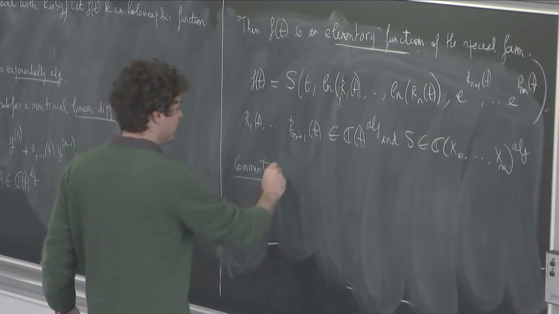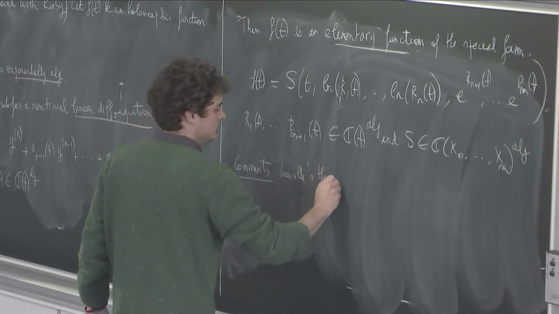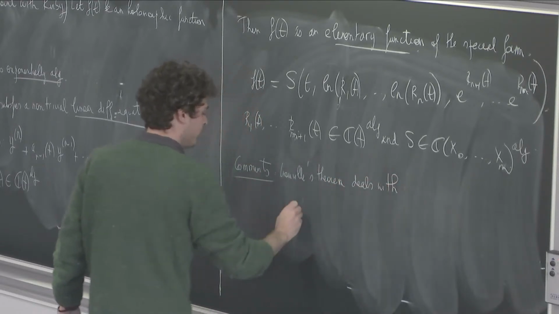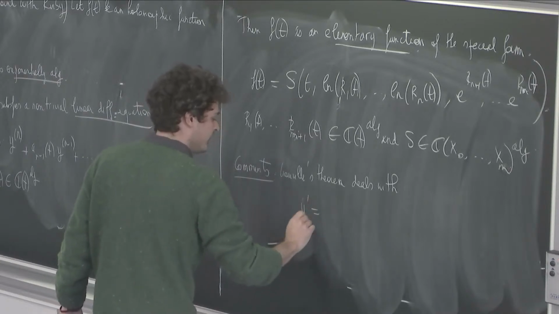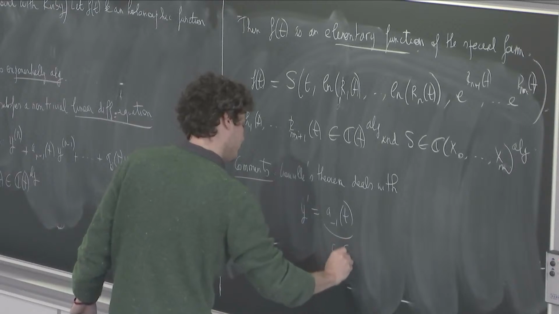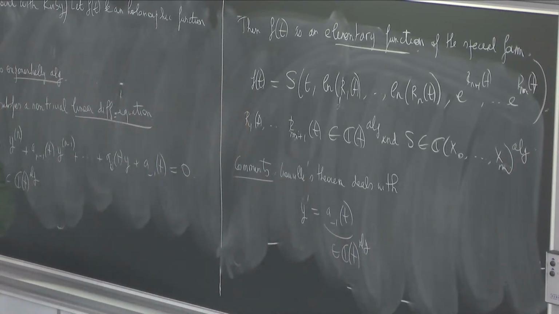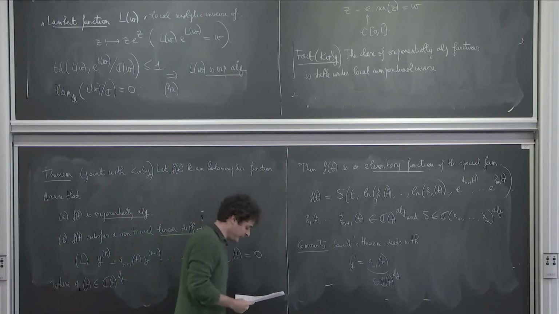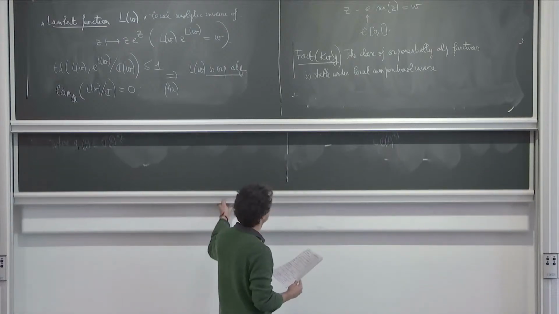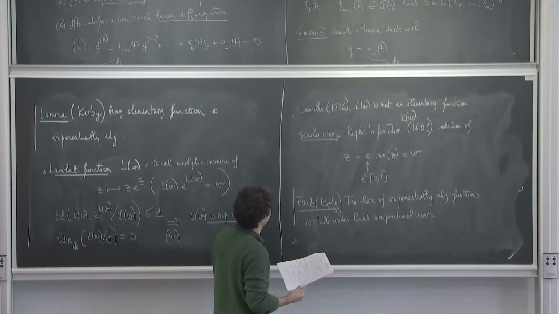Okay, Liouville's theorem deals with a particular case of equation, so it's y prime is equal to a_{-1}(t), which is covered by this theorem, but in Liouville's theorem the conclusion is more precise. So in which sense is the conclusion more precise?